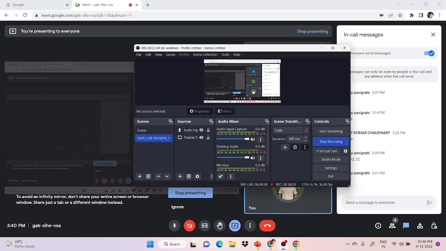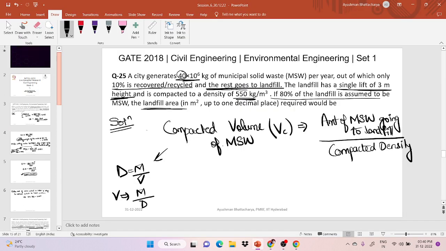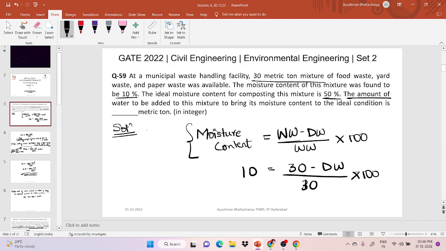So I will summarize today's session. Initially we started with the question which came in GATE 2022 and it was based on the moisture content. In the question they have given the moisture content and some ideal ratio for the composting mixture. So first we wrote the equation of moisture content, then we calculated the dry weight.